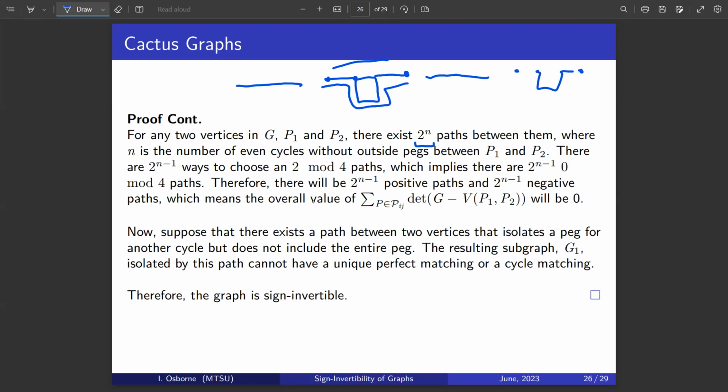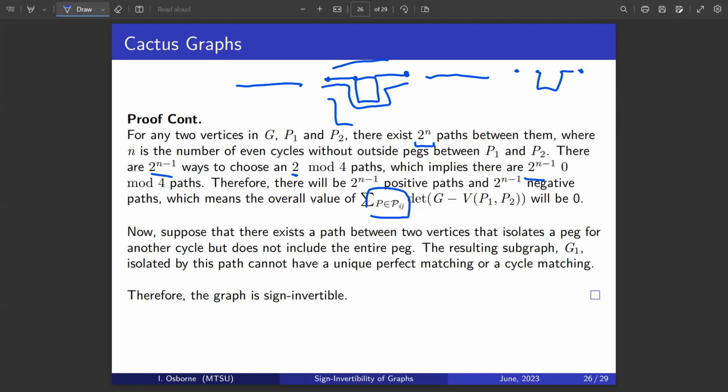What it gets into, though, is when you go here, you will have 2^(n-1) paths where you end up congruent to 2 modulo 4, and then you'll have 2^(n-1) paths where you end up congruent to 0 modulo 4. And so when you add those together with your determinant from earlier, those will end up canceling each other out. And so that entry in your inverse is just going to end up being 0. So that case is fine.